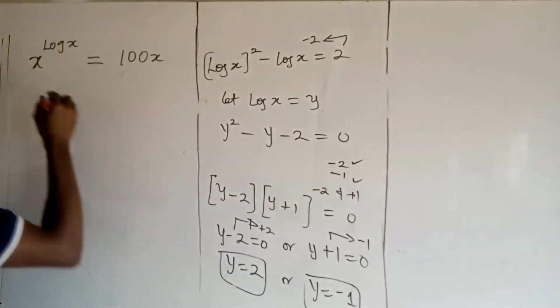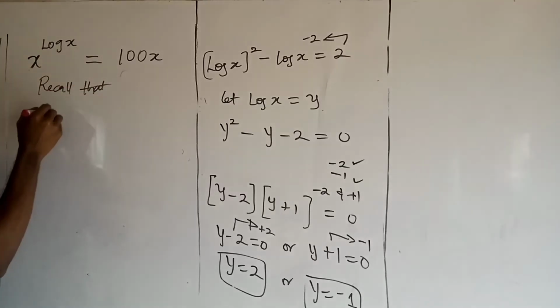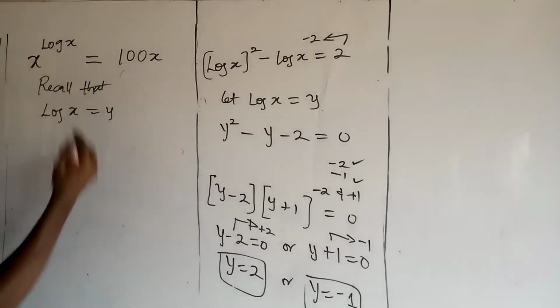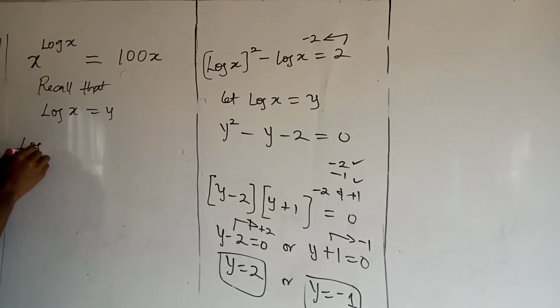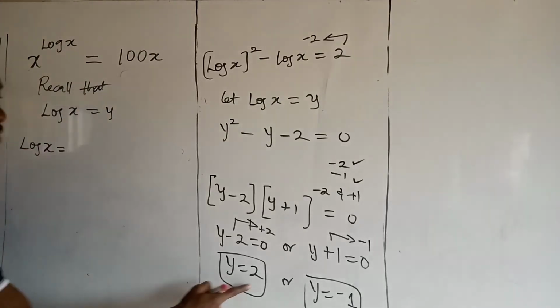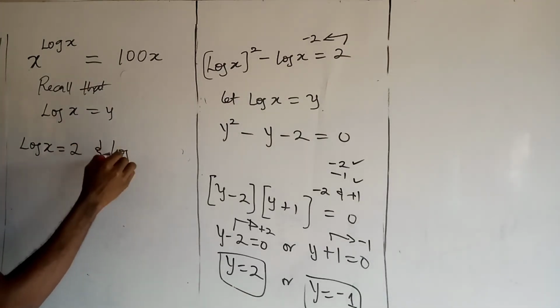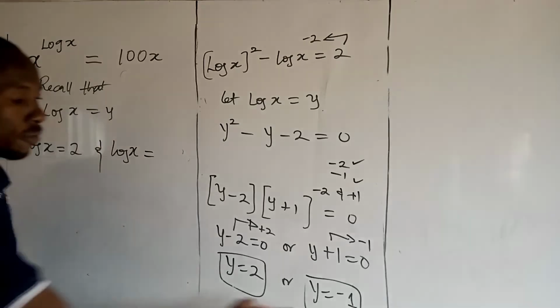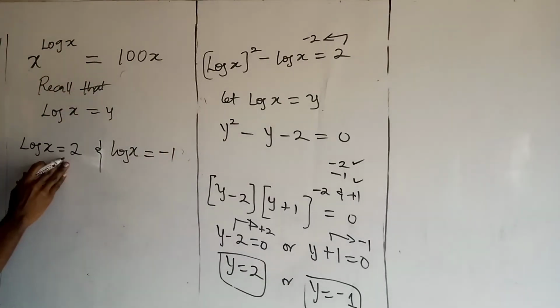So we recall that log x is equal to y. And now we have two values for y. So I'm going to say log x is equal to the first value, which is 2, and log x is equal to the second value of y, which is minus 1. So I'm going to solve these independently and get the values of x.